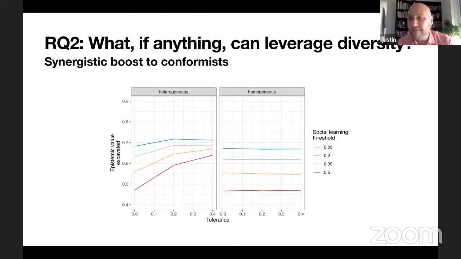So in other words, having this tolerance of failure doesn't help conformists if everyone has the same mean. What it does do is, if there are some mavericks around, those conformists benefit massively from this boost to tolerance.